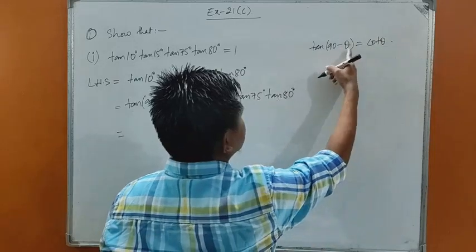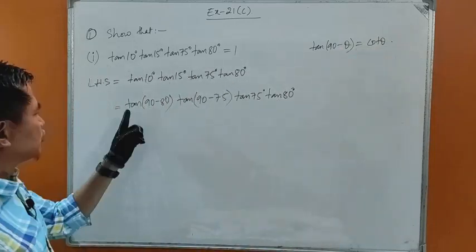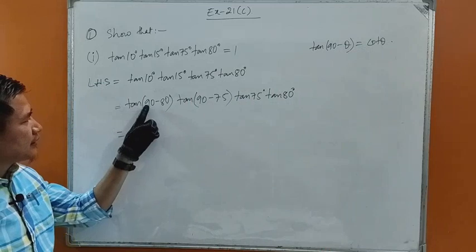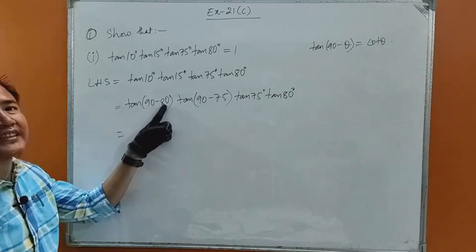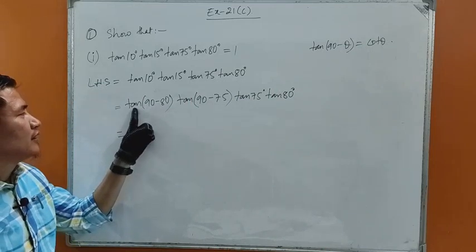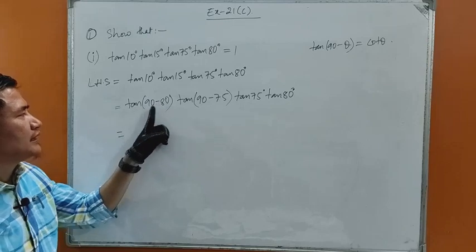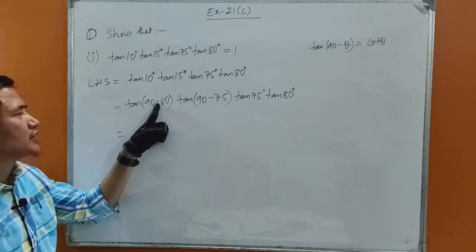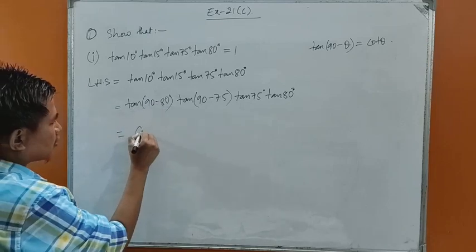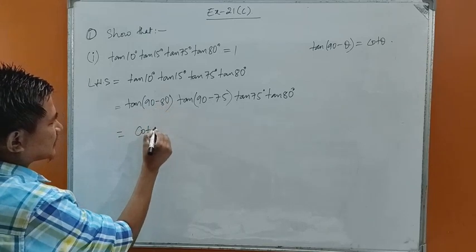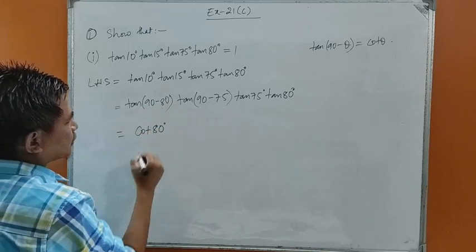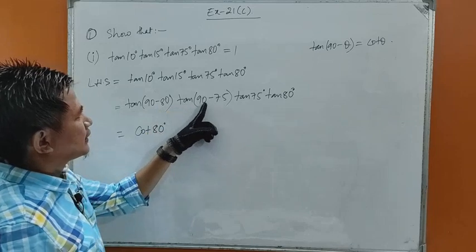Isn't it? Tan 90 minus theta means cot theta. So you can see tan 90 minus theta, where theta is 80 degrees. Tan 90 minus 80 is tan 90 minus theta, which is cot theta, and theta is 80. Isn't it? So here we have tan 90 minus theta.